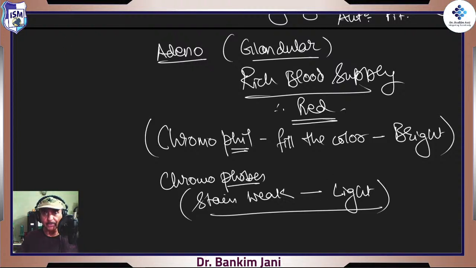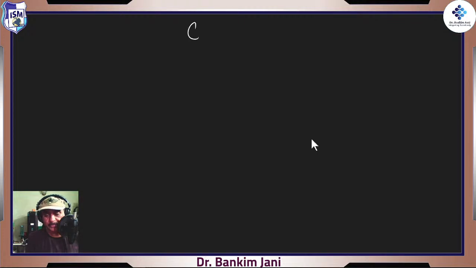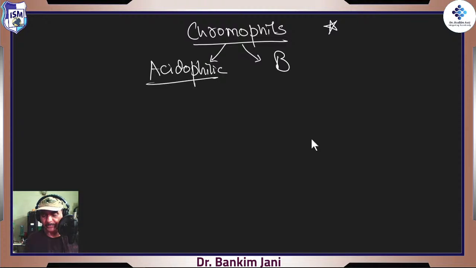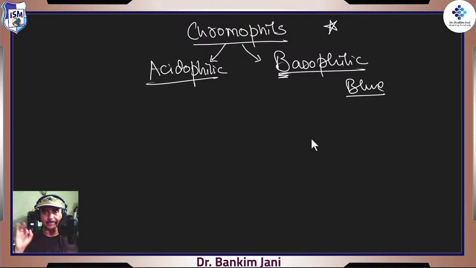Okay, now these chromophils. On this page, again, I'm putting a star. I'll definitely ask one question from this page. These chromophils are of two types. One is acidophilic and another one is basophilic. You should have heard these names. B is for blue, so the basophilic cells appear blue, and the acidophilic ones are red.